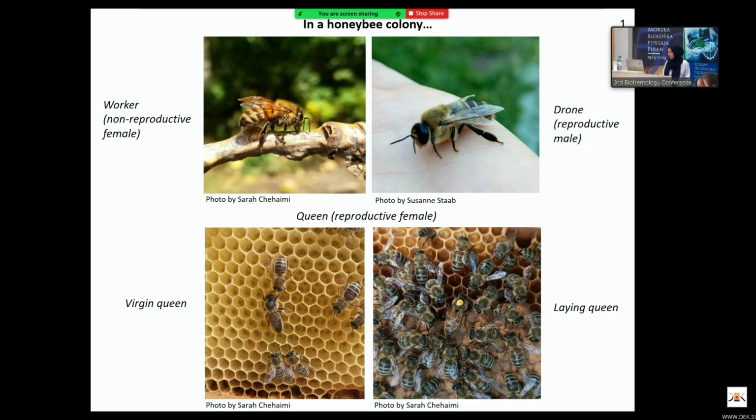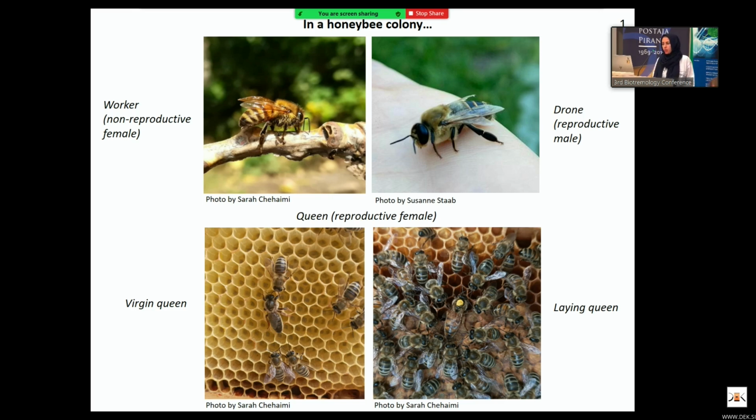And then we have the queen, which is the only reproductive female, and she passes through two different stages, from being a virgin queen to becoming a laying queen. And this is important to stress because the behavior of the queen changes consistently between these two different phases.